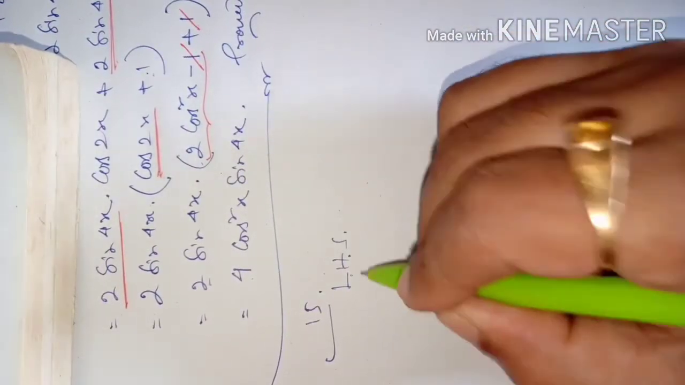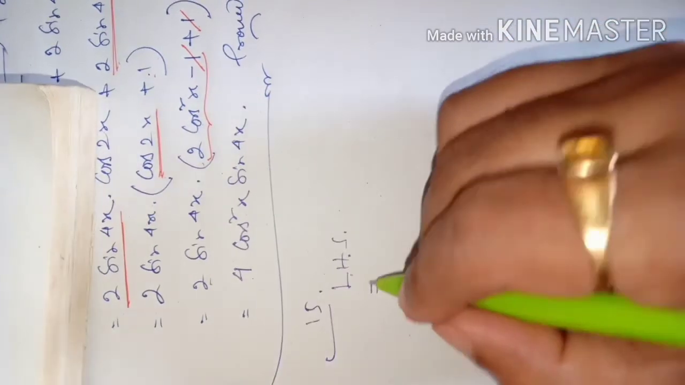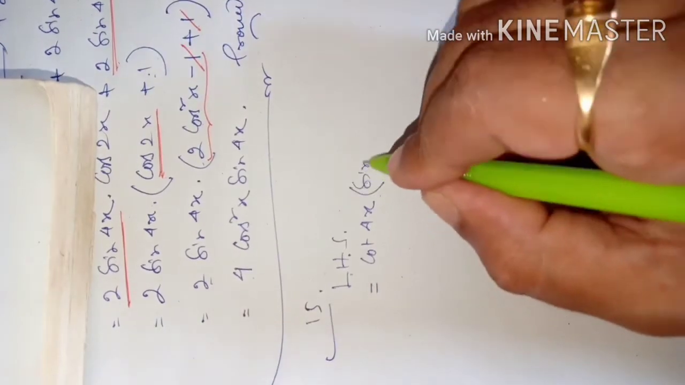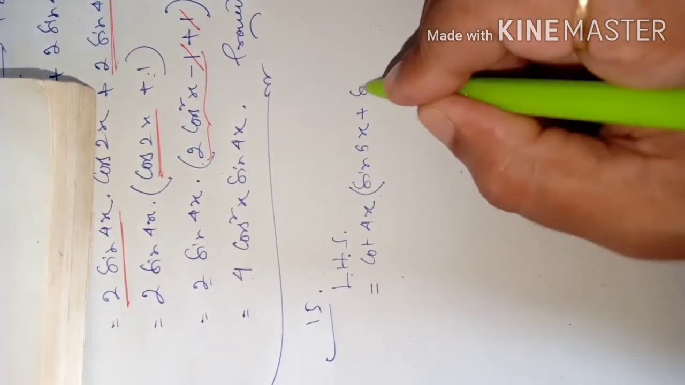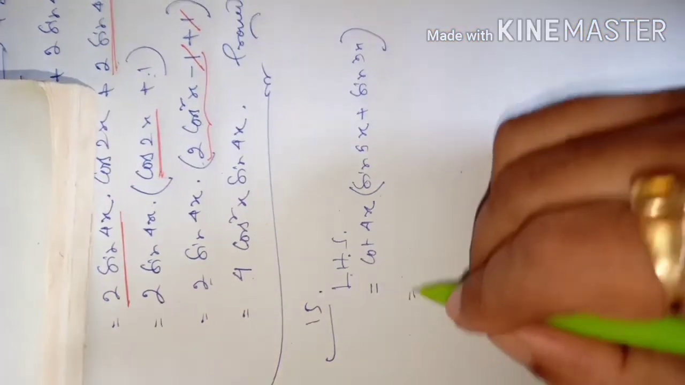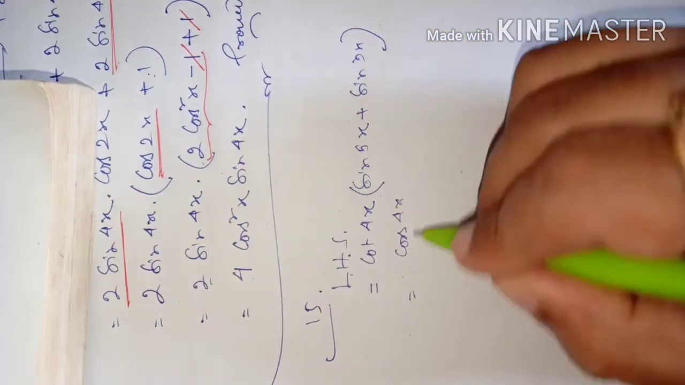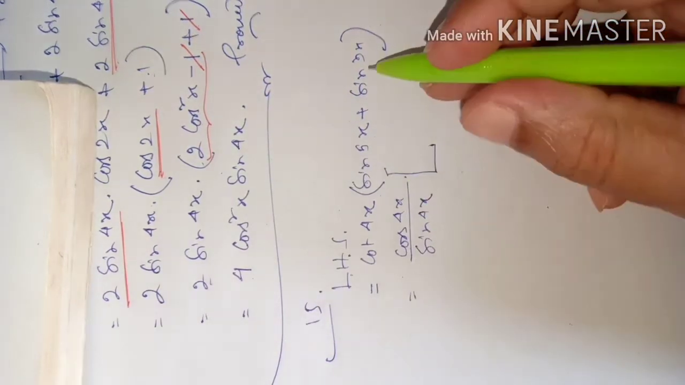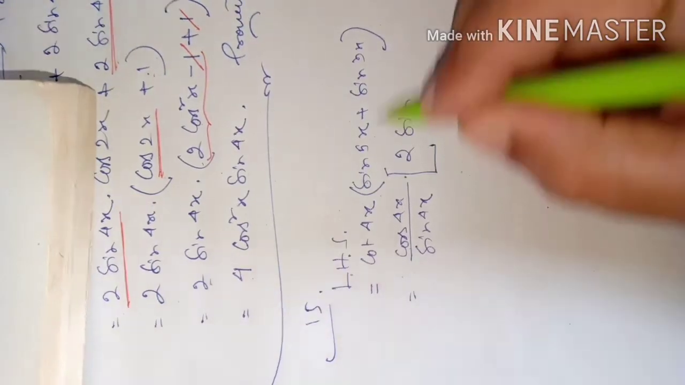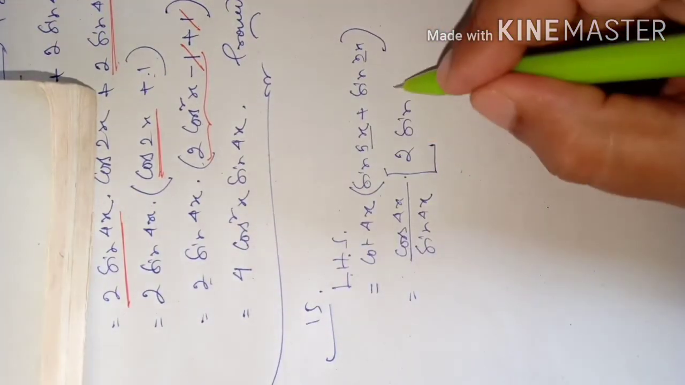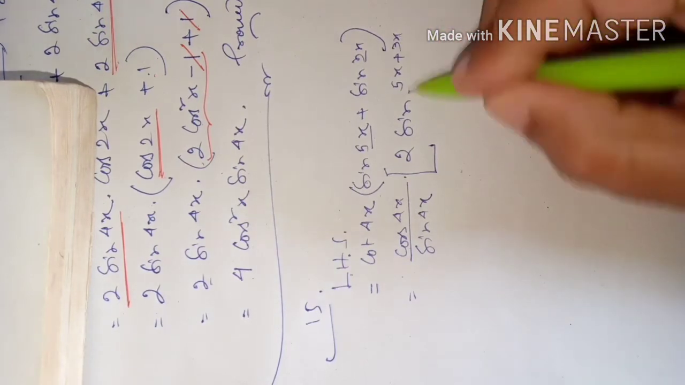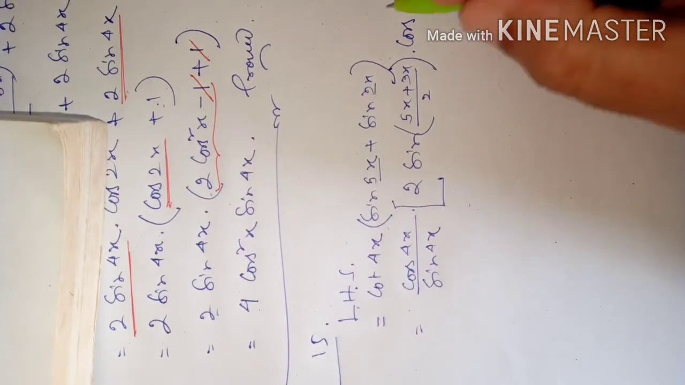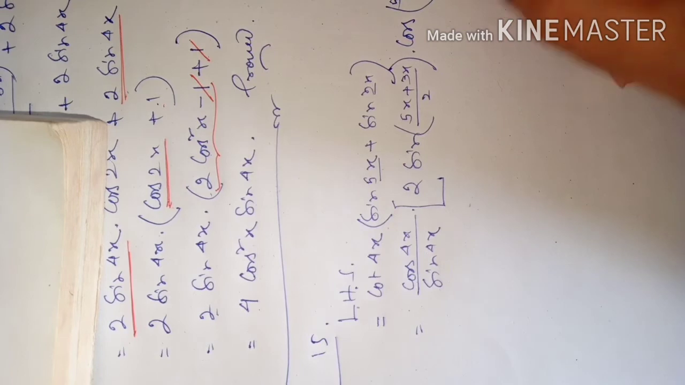Left hand side is equal to cot 4x into sine 5x plus sine 3x. Okay, then we'll get here cos 4x by sine 4x, and here we'll get sine a plus sine b, that is twice sine a plus b by 2, means 5x plus 3x by 2, into cos a minus b by 2, means 5x minus 3x by 2.